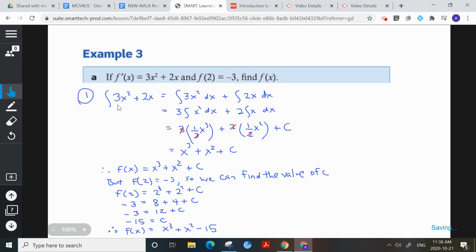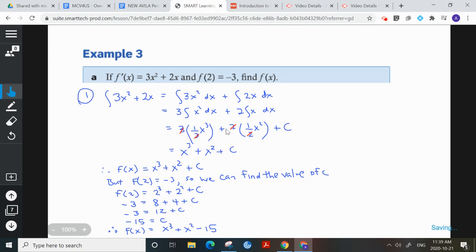So if I start with the integral of 3x squared plus 2x, I can split that up and take the integral of each function separately. Remember, it's important to write this dx part. That's just telling you what the variable is that you're taking the integral with respect to. I can factor out these common coefficients, and then I can take the integral of x squared, which is 1/3 x cubed, and the integral of x, which is 1/2 x squared.